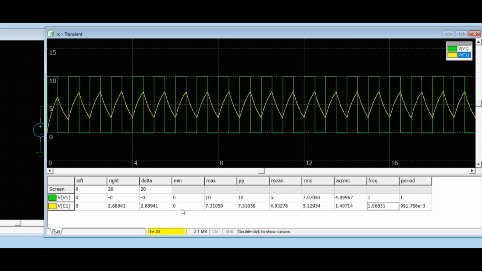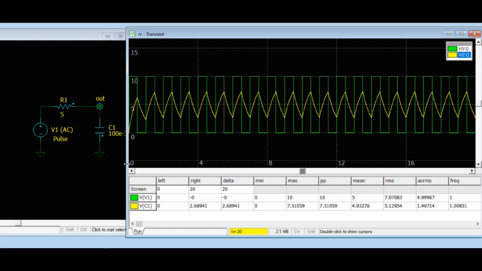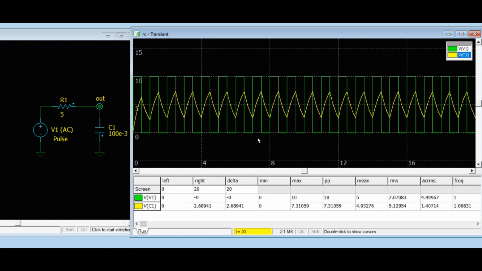Output waveform. Here's the cool part. During the rising edge of the square wave, the capacitor charges up. It's like filling a water tank. When the square wave falls, the capacitor starts to discharge, like water slowly draining from the tank.